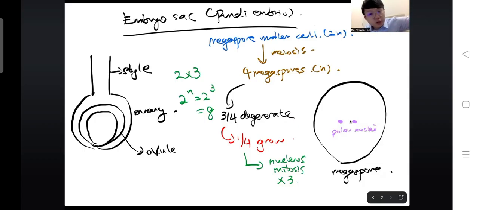3 of them will move to the opposite pole, which is over here. Why do I call this the opposite pole? Because usually in the ovule, there will be a very small opening over here. This small opening is called the micropyle. In English, it's called micropyle, M-I-C-R-O-P-Y-L-E. Micropyle basically is a small hole in the ovule. So the micropyle is over here.